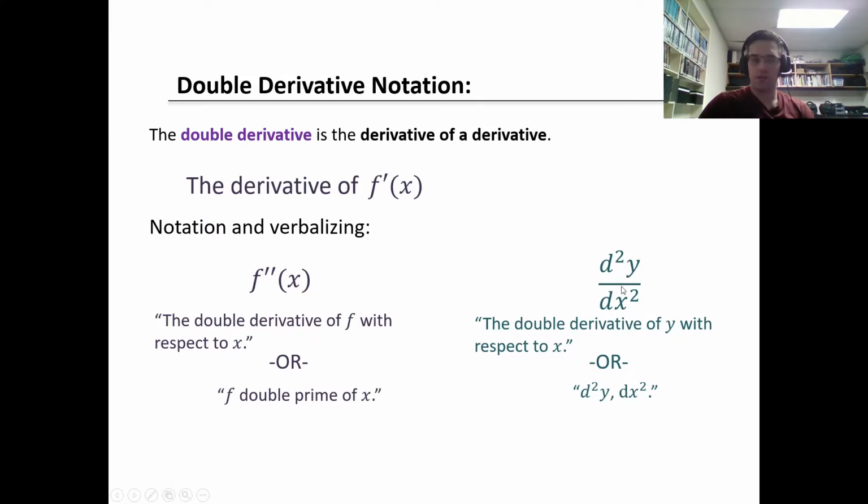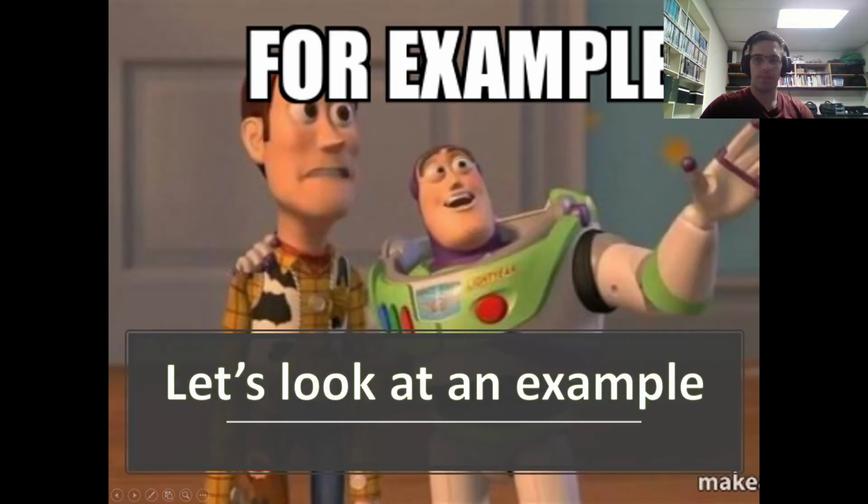Our German notation would look like this. So if the derivative of y is dy with respect to x, then d squared y with respect to dx squared would be our double derivative notation there. And you could continue this process to find the third derivative or fourth derivative. You just add more apostrophes or higher exponents.